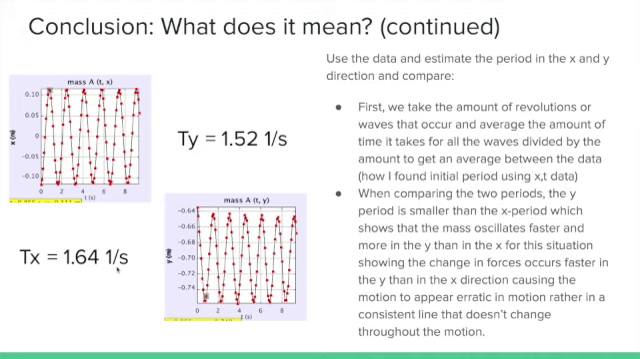Now, when comparing the two periods, the y period is much smaller than the x period, showing that the mass oscillates faster in the y, showing that it's more erratic in the y, and that it doesn't appear smooth in a consistent line that doesn't change throughout the motion.